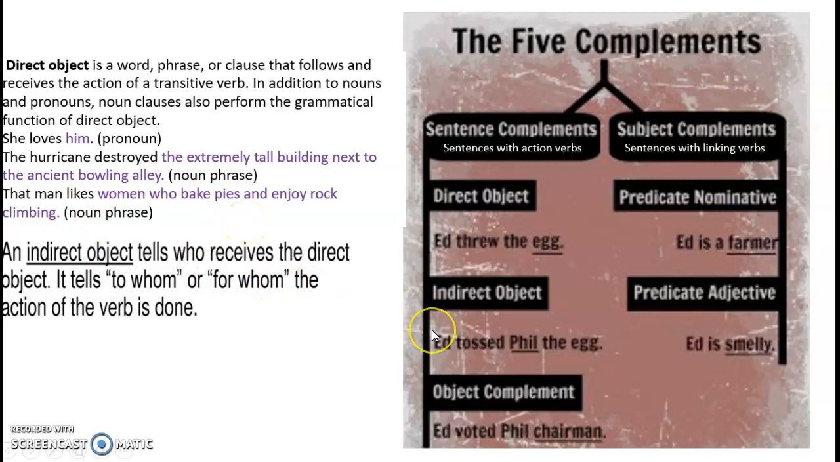What do we have next? Indirect objects. What is an indirect object? It tells who receives the direct object. It tells to whom or for whom. We can say this in Spanish: por quién o para quién. This is the indirect object.